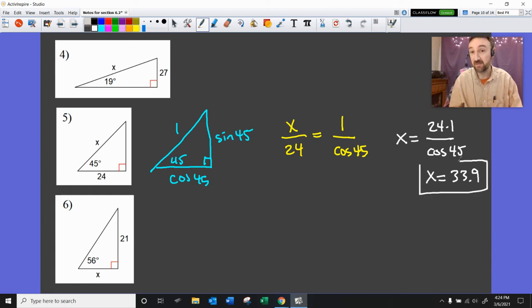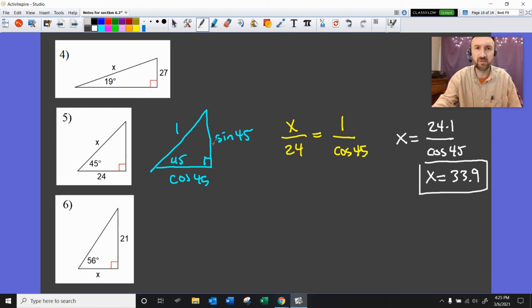which, if you were really clever and you remembered our lesson from 6.1, you would know that 33.9 is a good approximation of 24 root 2, because this is a 45, 45, 90 triangle, so x has to be 24 times the square root of 2. See, trigonometry and special right triangles, they actually go together. Okay, so you could solve the other couple of problems there.